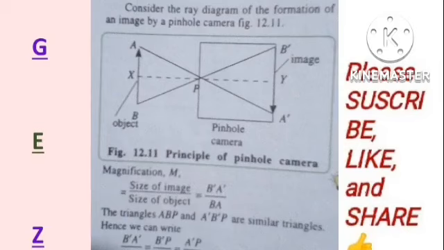It is basically defined as the size of the image to the size of the object, or the height of the image to the height of the object, or the length of the image to the length of the object. So basically, any ratio of a part of the image to the corresponding part of the object that can be taken can represent the magnification.